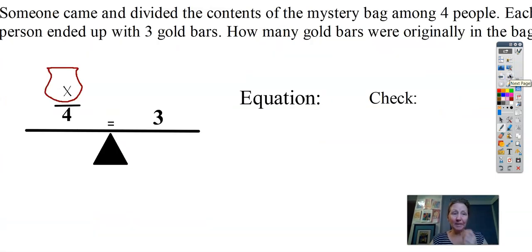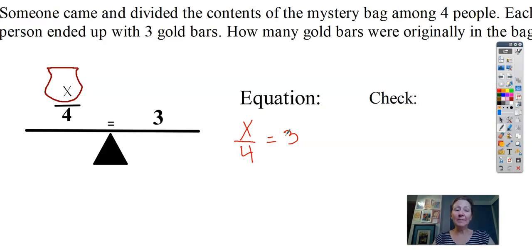Okay, so now how about this? Someone came along and divided the contents of the mystery bag equally among 4 people. Each person ends up with 3 gold bars. How many bars were originally in the bag? So this time you're taking that variable and you're dividing. Remember that fraction bar is our fancy division symbol. X divided by 4 equals 3.